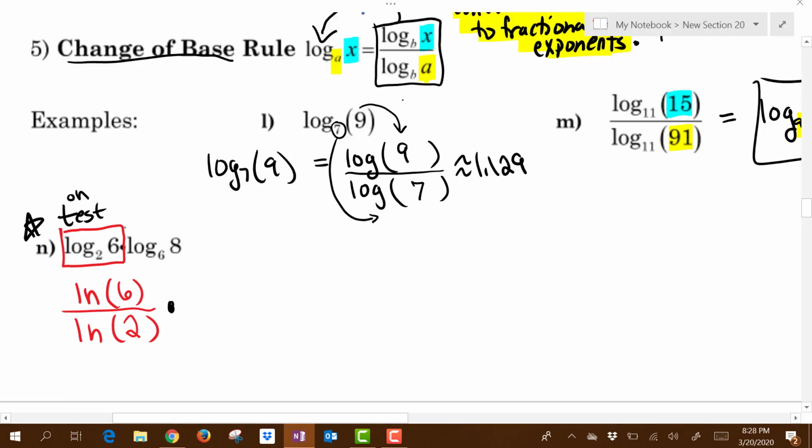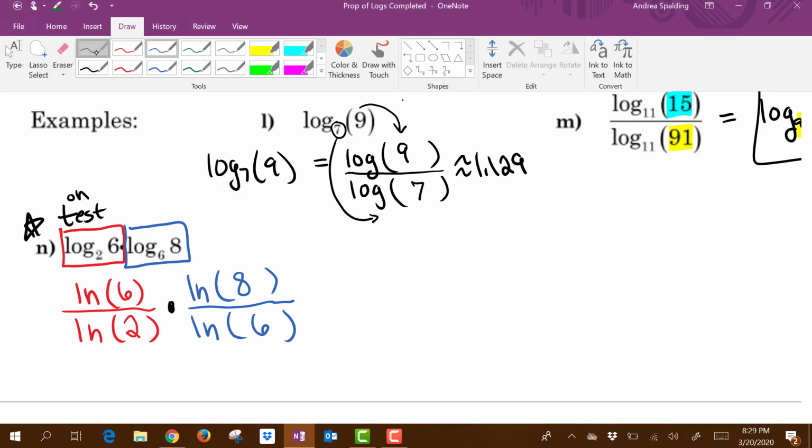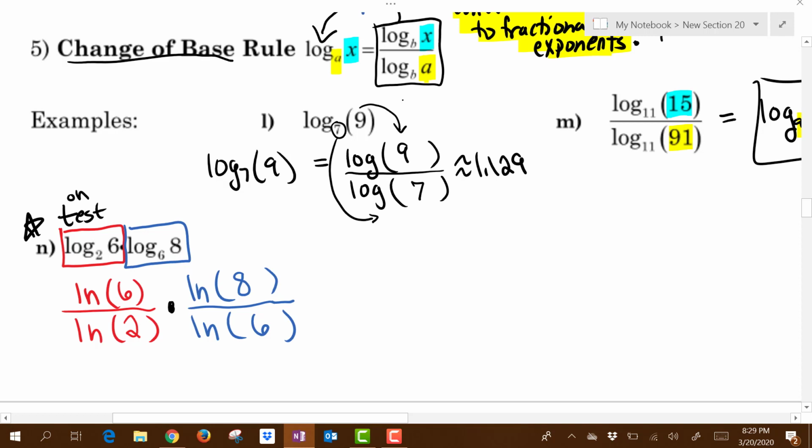Now I'm going to use the change of base rule for the second log, and I'm also going to convert this to natural log. Okay, what would go into the top of that log? Well, that would be the original input of that single log, and the bottom is the base. So the base goes at the bottom. Now I've converted both of those into logs of the same base. They're all natural log, which is log base e.